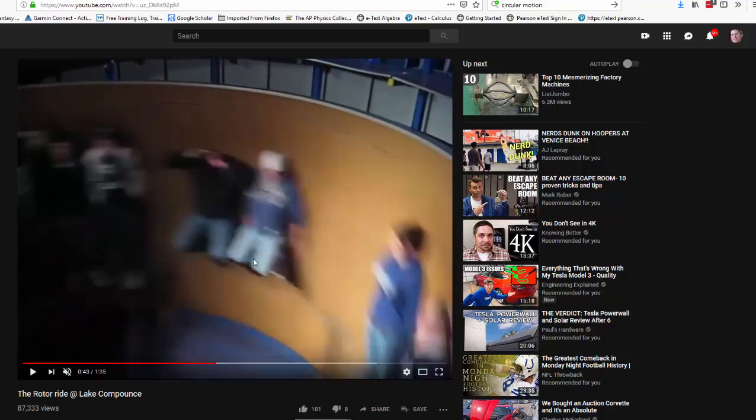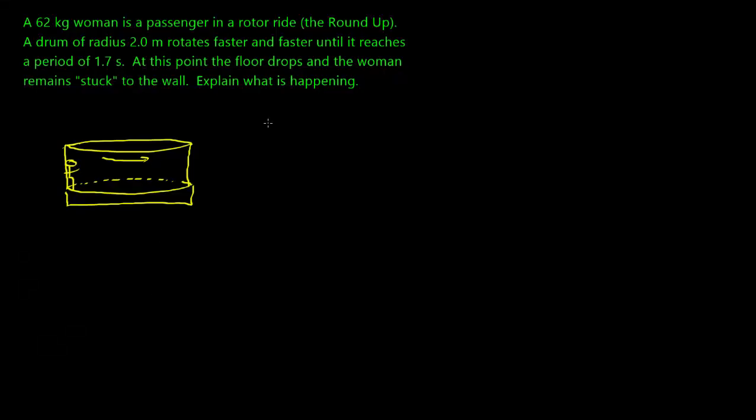Those guys. Anyway, that's the rotor ride. Okay, so what's happening here? So let's try to explain what's happening.